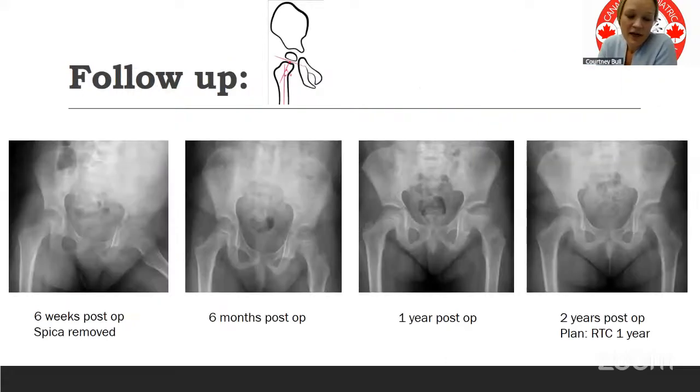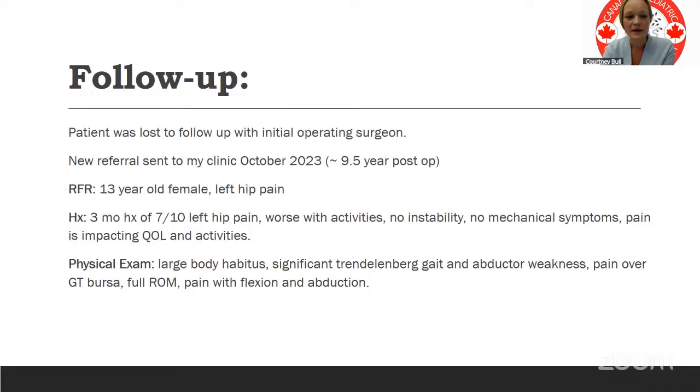Six weeks post-op, the spica was removed and things were looking good. As early as 6 months post-op, you could start to see a little bit of widening of the medial joint space, some flattening of the femoral head, and a bit of lateralization and subluxation of the hip. At the 2-year mark, the plan with the operating surgeon was to return to clinic in 1 year. She was lost to follow-up. A new referral was sent to my clinic when I first started practice. At this point, she was about 9.5 years post-op from her initial surgery.